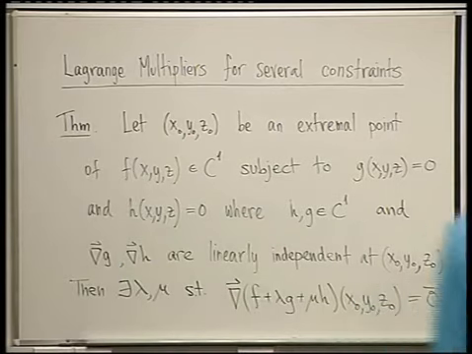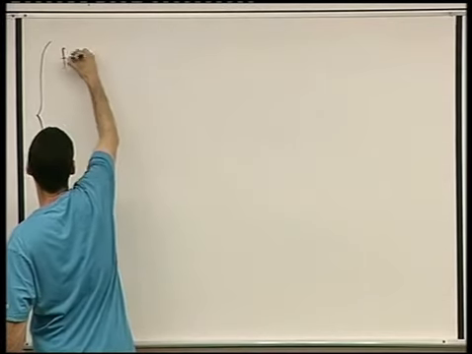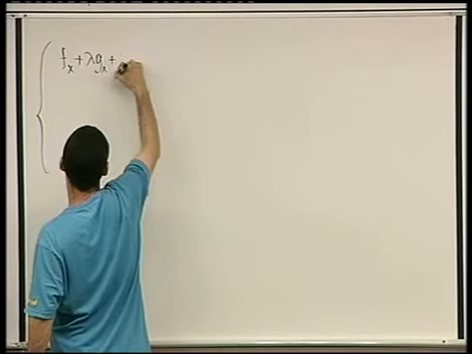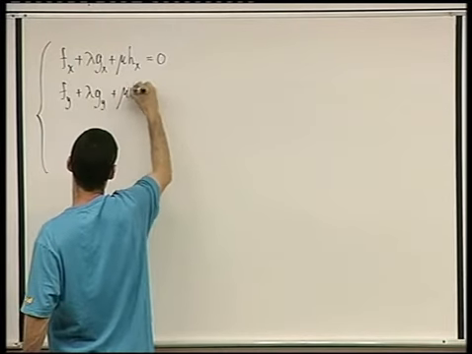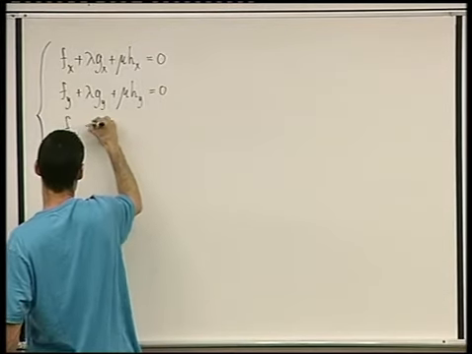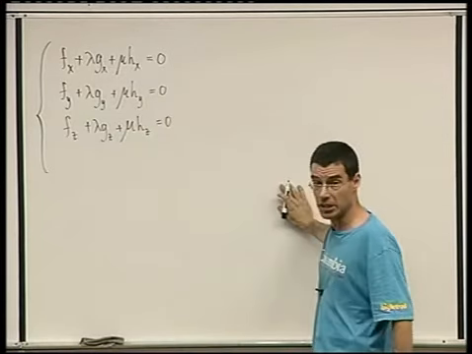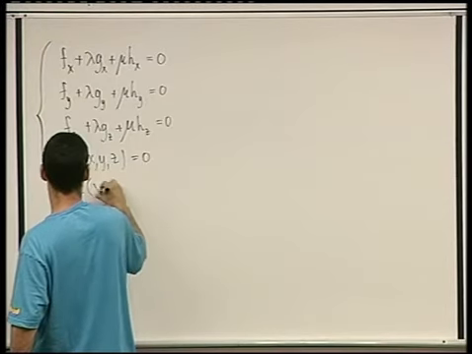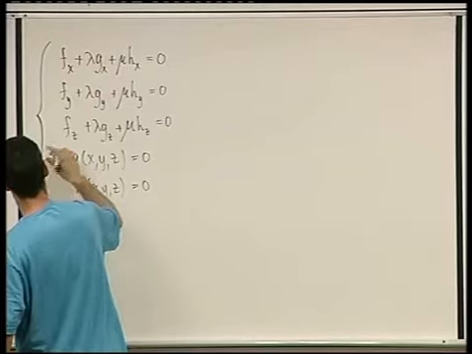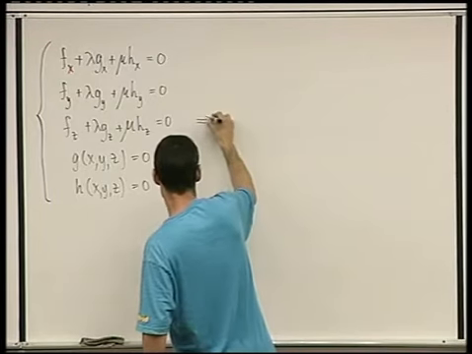Okay, let's write all that. So in general, let me write them in general first, and then we'll extract what they are for this specific example. So the equations that we have are fx plus lambda gx plus mu hx equals 0. That's one equation. Fy plus lambda gy plus mu hy equals 0. Fz plus lambda gz plus mu hz equals 0. These are the three equations already originating from the gradient. And in addition, g equals 0 and h equals 0. Do you agree?